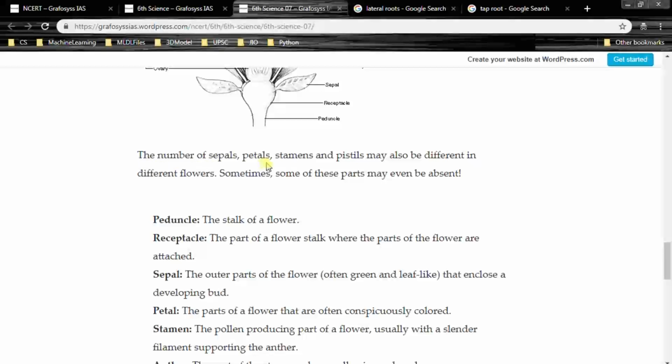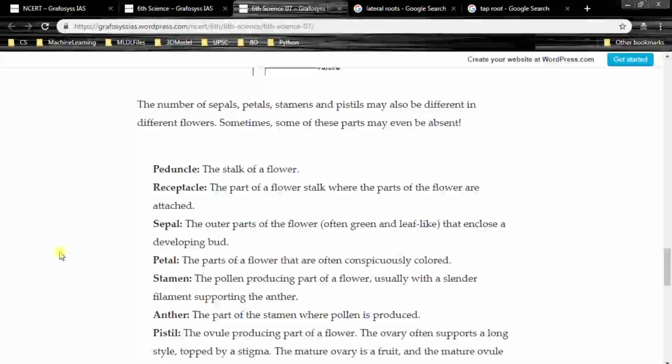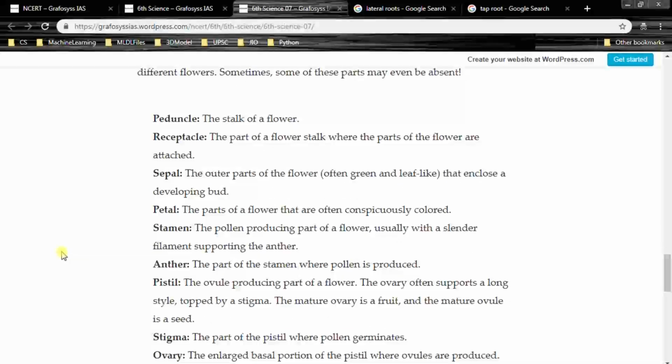The number of sepals, petals, stamens and pistils may also be different in different flowers. Sometimes some of these parts may even be absent. The stalk of a flower, peduncle. This is called the stalk of a flower. Receptacle, the part of a flower stalk where the parts of the flower are attached. Sepal, the outer parts of the flower, often green and leaf-like. Structure is sepal.